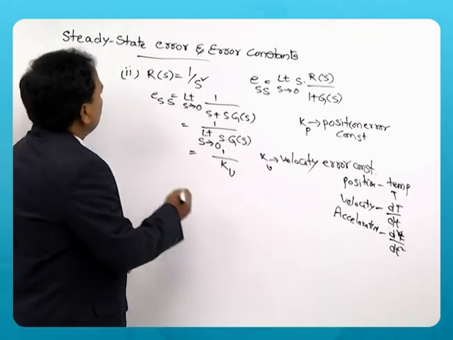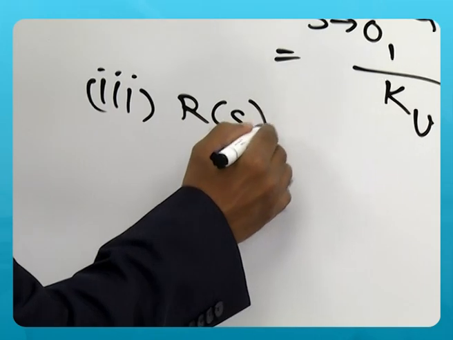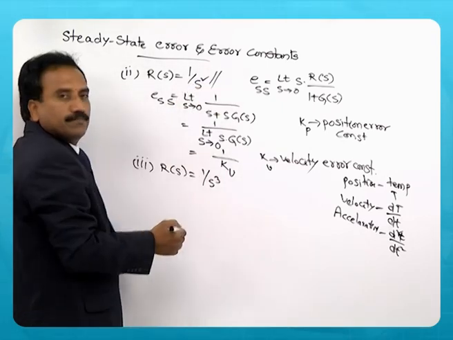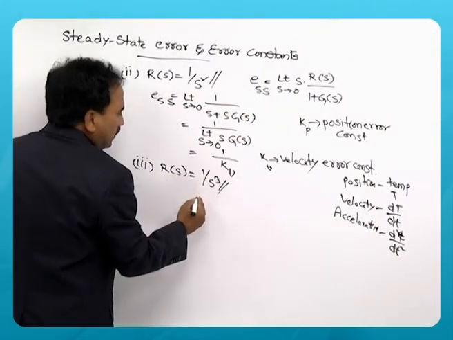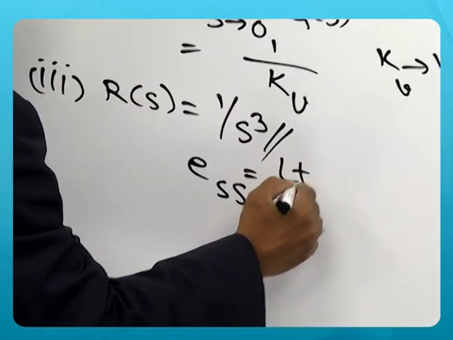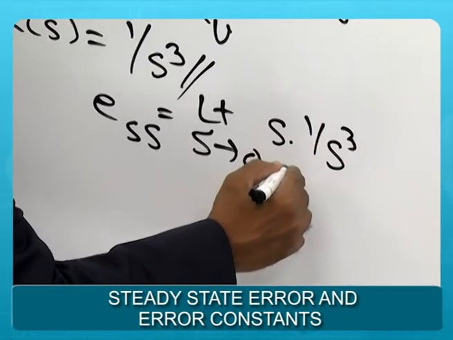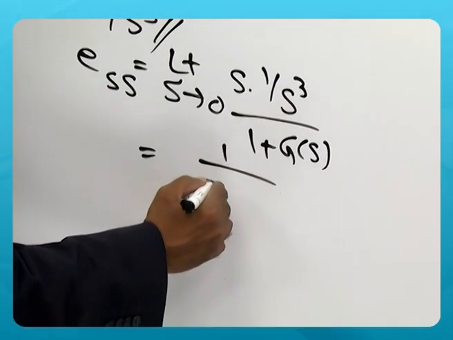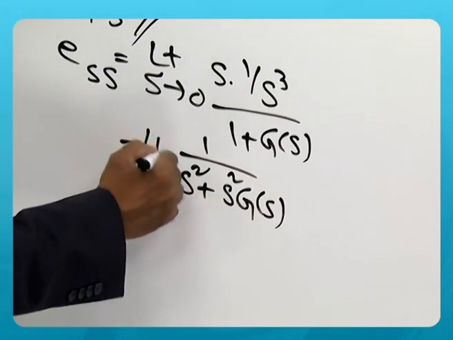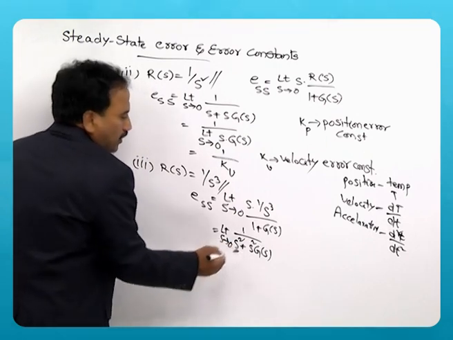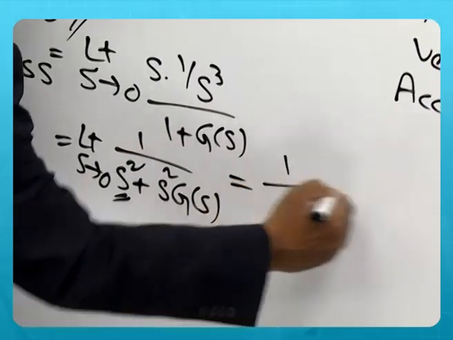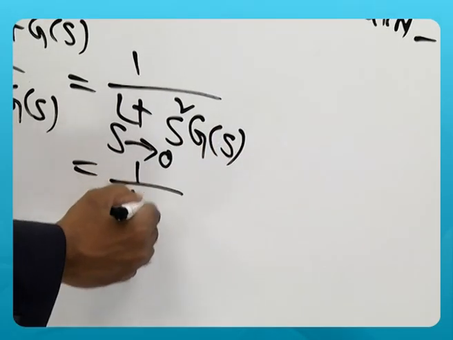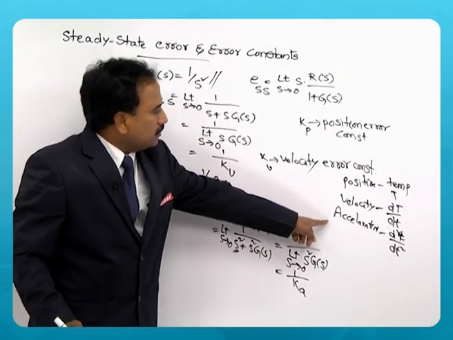So, the third case, let us consider the input R of s as unit parabolic. Here, this is a unit ramp input and this is a unit parabolic input. Now, if you calculate the steady state error for this, again you get limit s tending to 0 of s into 1 by s cube by 1 plus G of s. So, this can be 1 by s square plus s square G of s, limit s tending to 0. You can ignore this term because it is very small when compared to this, and this can be written now as 1 by limit s tending to 0 of s square G of s. This is nothing but 1 by Ka. Ka means acceleration error constant.